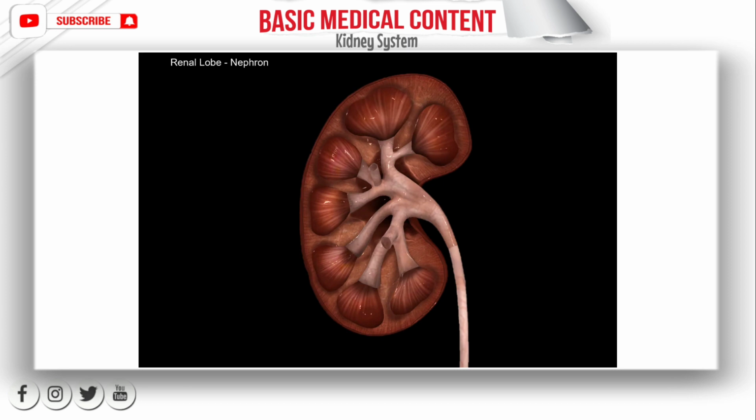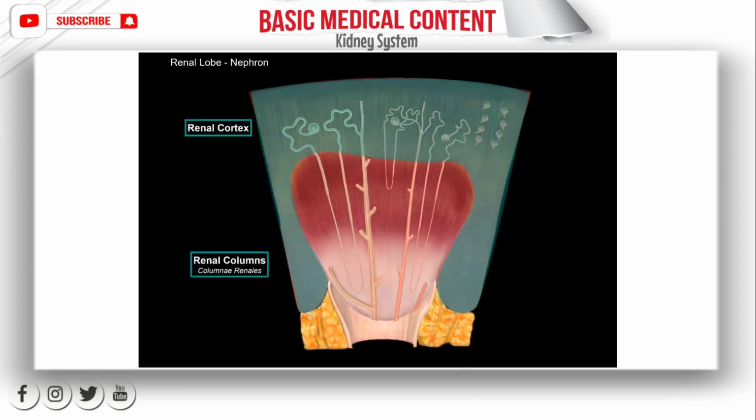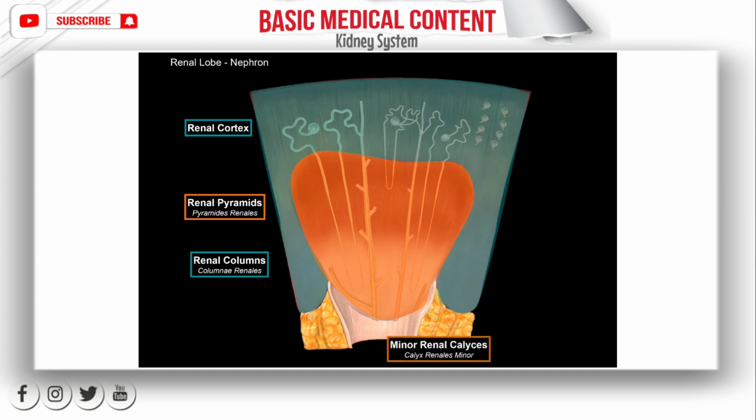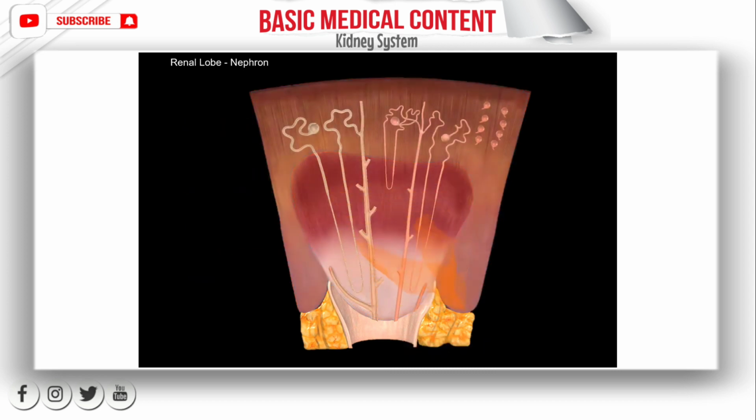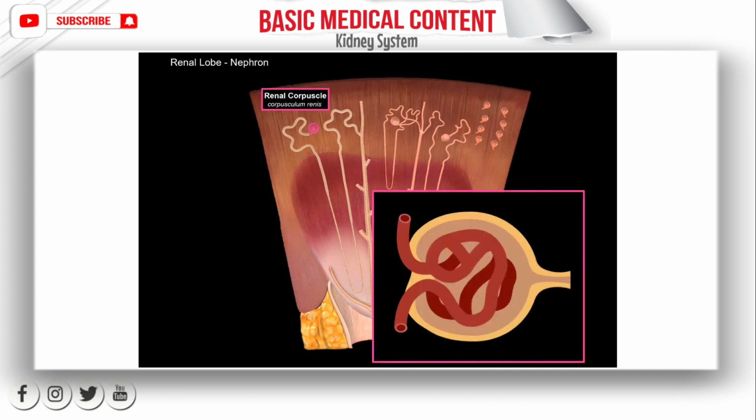Now let's do the anatomy of the nephron. To do that, we're going to isolate one lobe and look at the detailed view of it. So the renal cortex and its renal columns are going to be between the renal pyramids, right? And below the renal pyramids, you will find the minor renal calyces, which fuse together and form the major renal calyces. Alright, so the nephron consists of a renal corpuscle located in the renal cortex. And the renal corpuscle consists of a glomerulus, which are many capillary loops, as you see here.